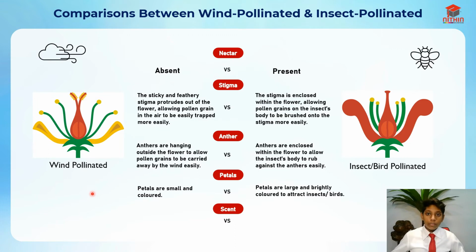Next, last of all, is scent. Again, it's about attracting the birds and insects. So for wind pollinated flower, it doesn't have a scent because it is non-scented, because it doesn't need to attract anything. It just needs wind. While for insect or bird pollinated flower, it's scented to attract the insects and birds as well. Okay, so I think you understand this already. Now let's move on.